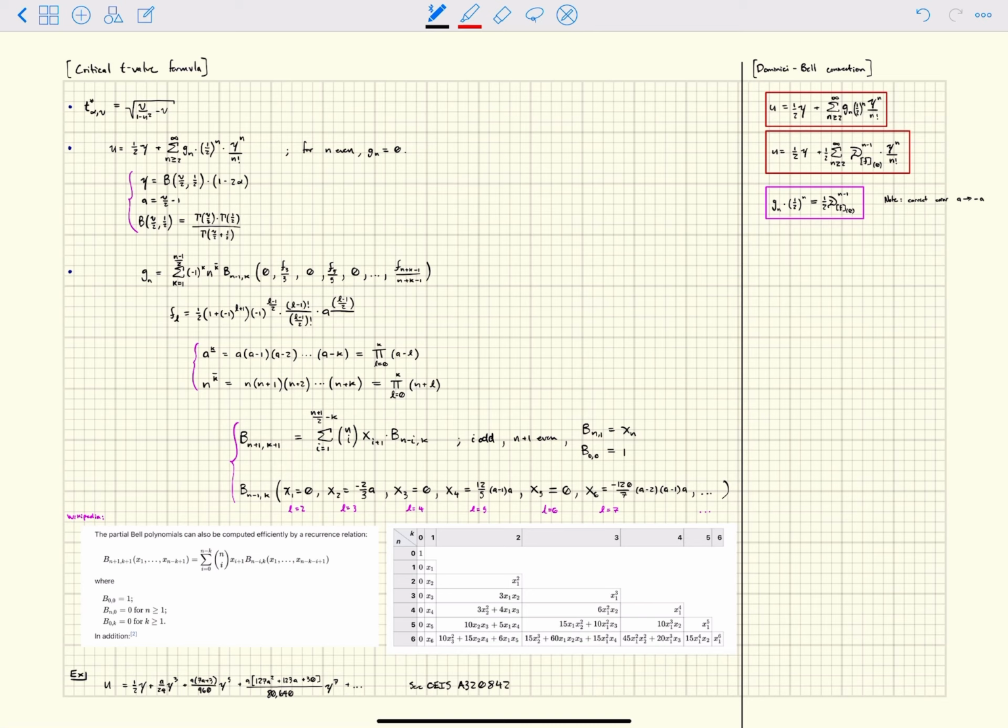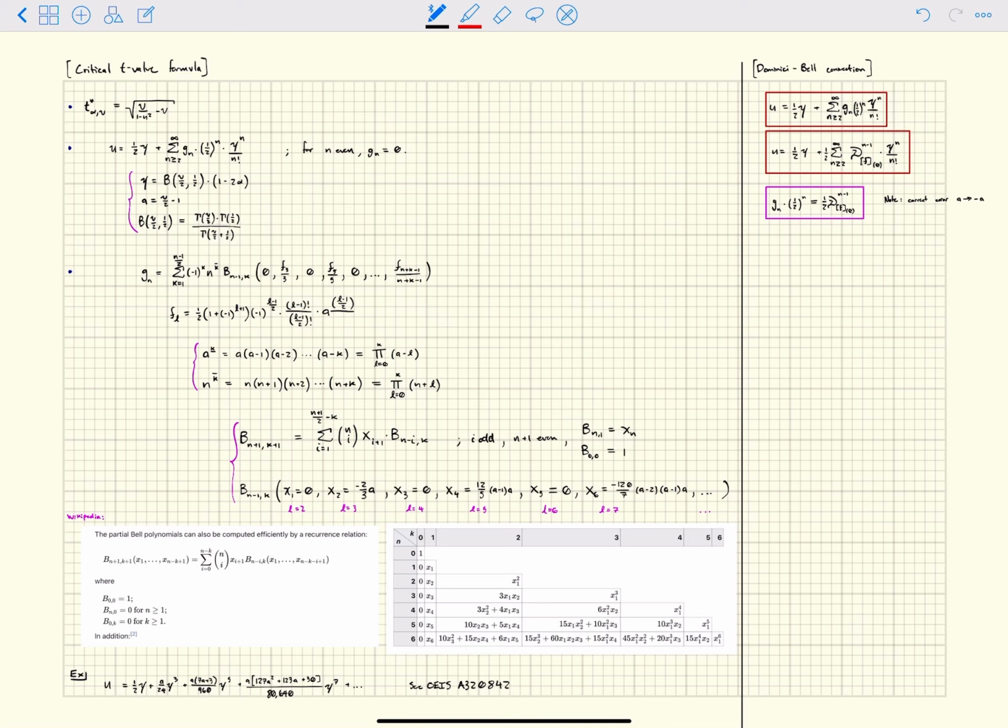Here I show that the critical t-value with confidence interval eta and degrees of freedom v can be represented as this square root function. The bulk of the computation actually comes down to resolving this u term, which I calculated in a previous video, but here I calculate using this partial Bell polynomial method. The computation itself really comes down to calculating these coefficients, which I denote as g sub n.